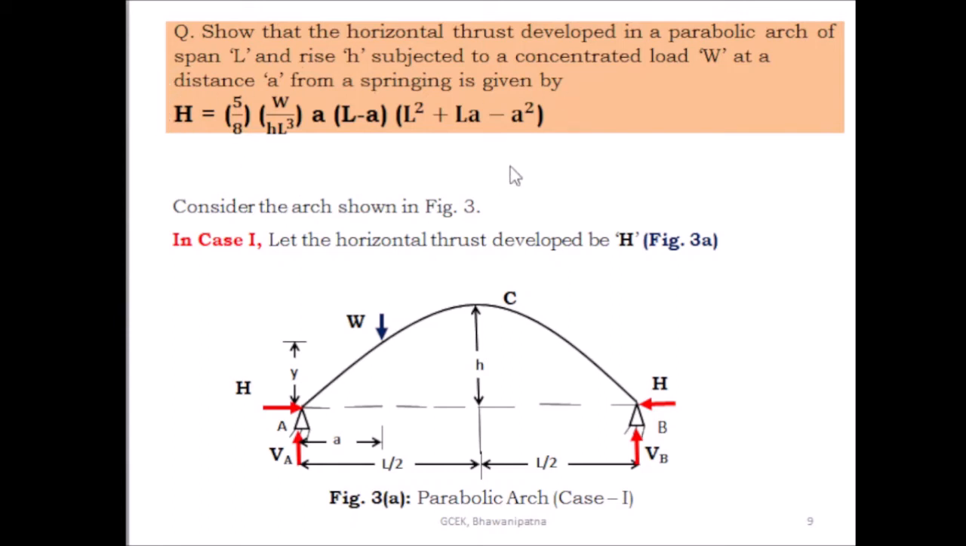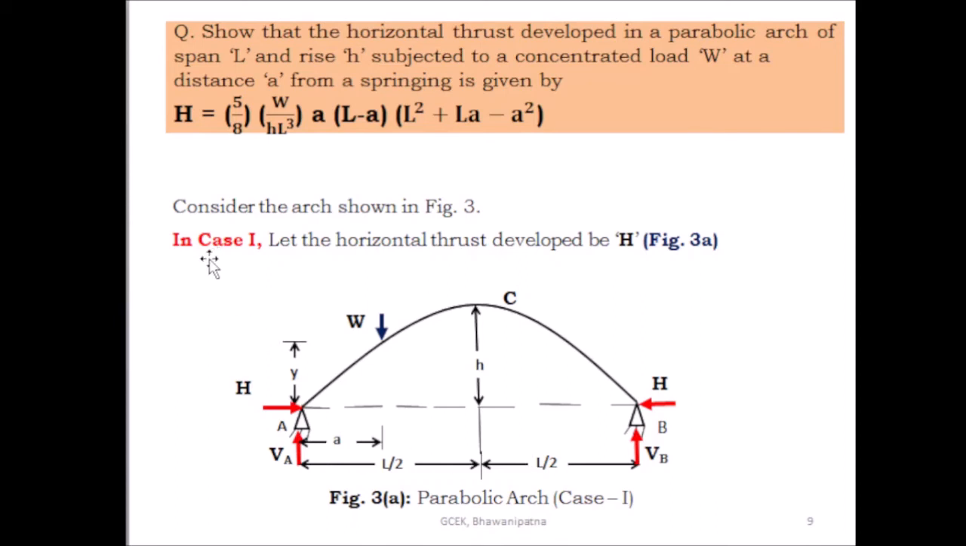So here in this problem, this is a two hinge parabolic arch, and this is the horizontal thrust, and this is the vertical reaction. Here the concentrated load is present at a distance A from the support A, this vertical distance is the height, this is the rise of the two hinge parabolic arch, and L is the span of the two hinge parabolic arch.